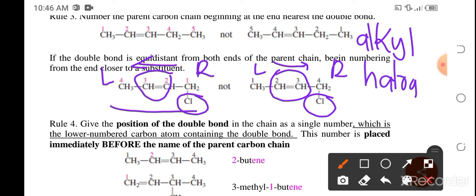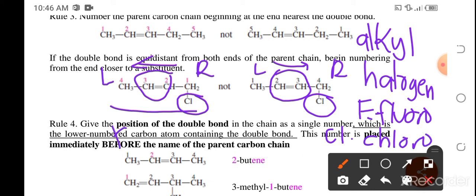Okay, so for substituent, we are not only limited to alkyls, rather substituent halogens could also be found in alkene. Ano ba yung mga halogens? You have fluorine, which could be named as fluoro. Please take note of the spelling, fluoro. And then you have chlorine to be named as chloro.